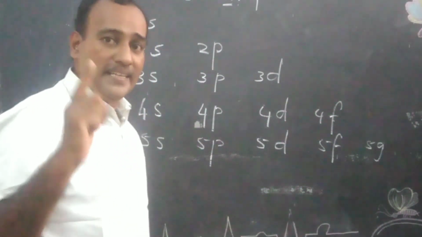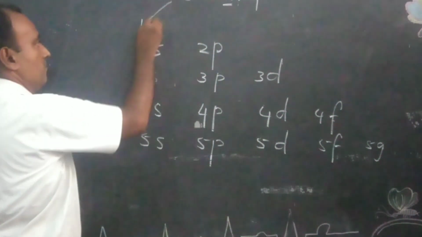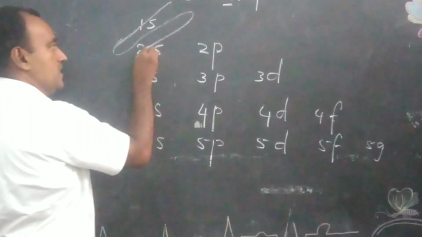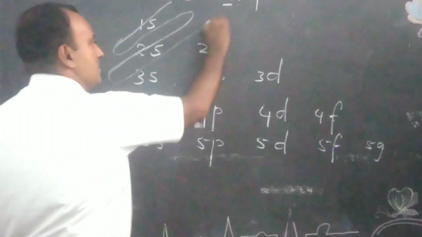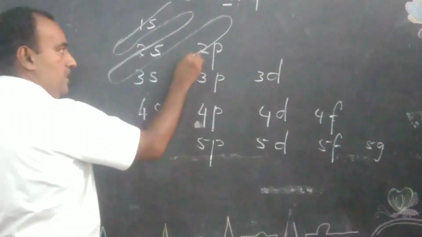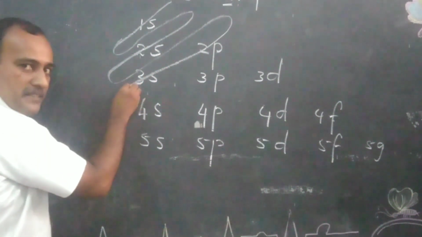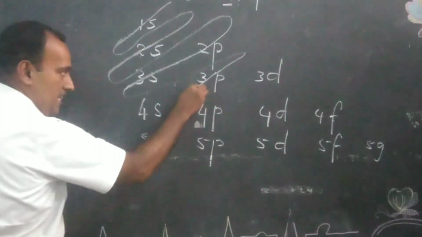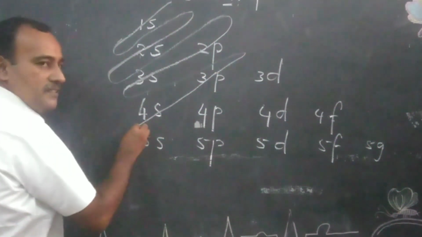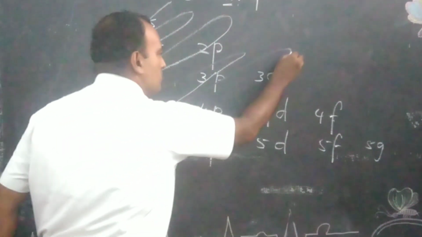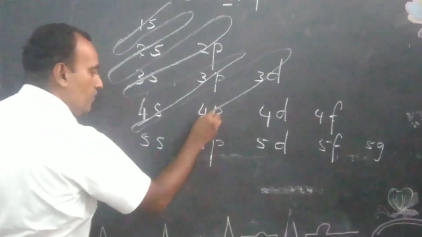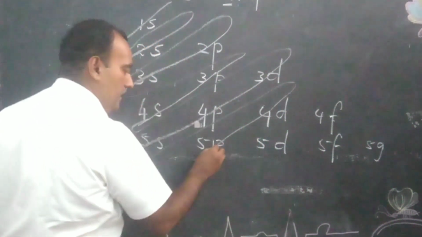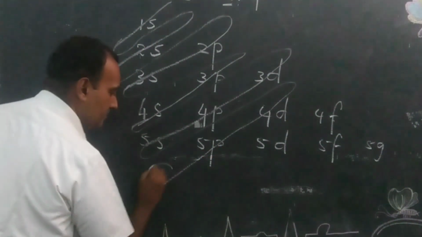So how are the electrons entering? First it will enter the 1s orbital. After completing 1s, it goes to the 2s orbital. After completing 2s, it goes to the 2p orbital. After completing 2p, it goes to the 3s orbital. Then 3s to 3p. After completing 3p, it goes to the 4s orbital. After completing 4s, it goes to the 3d orbital. 3d to 4p, 4p to 5s. Again it goes to 4d, 4d to 5p, 5p to 6s.